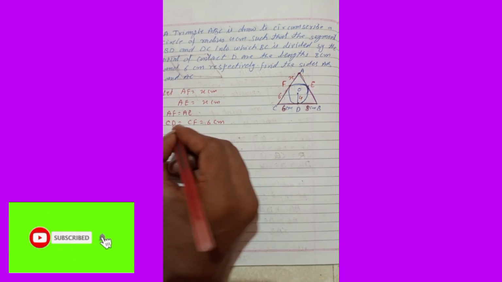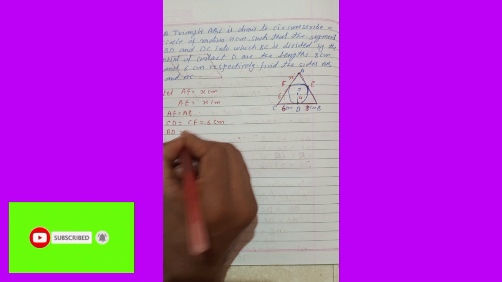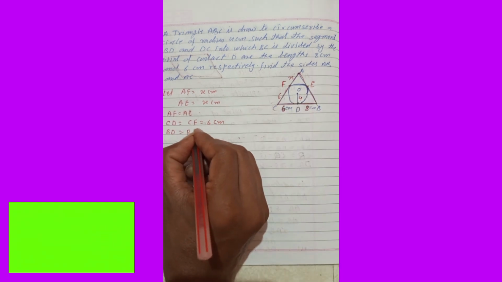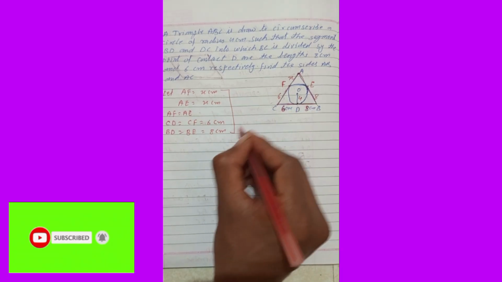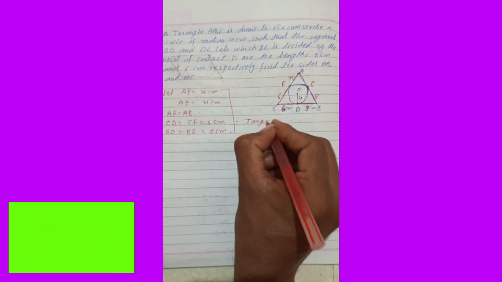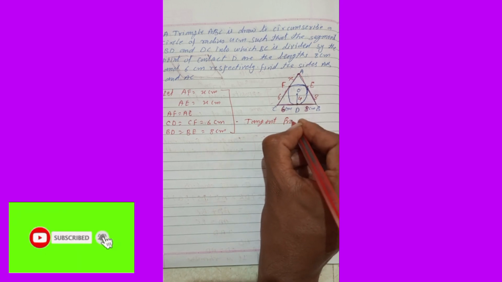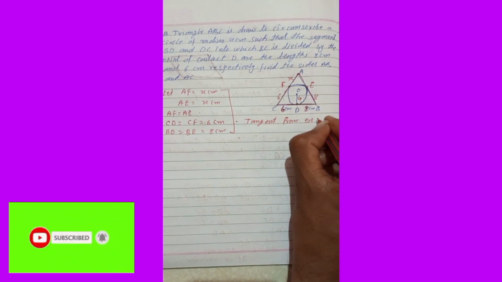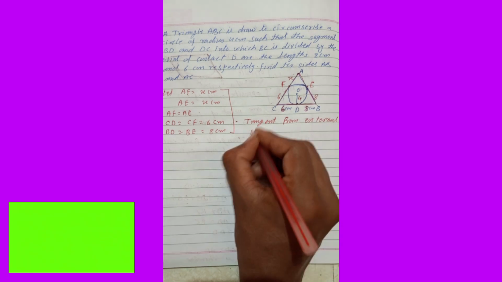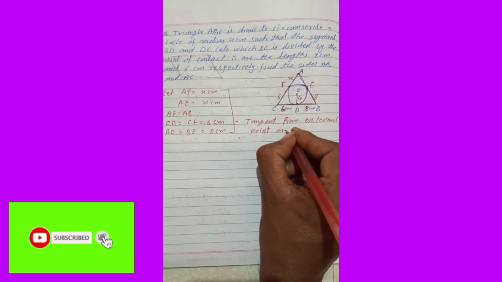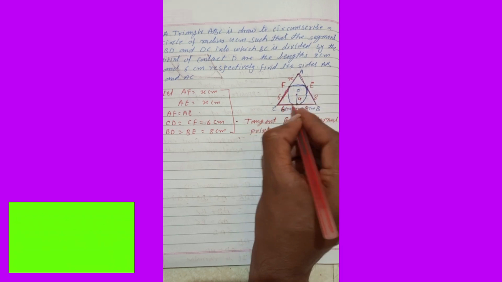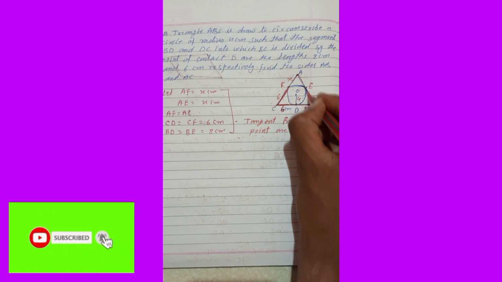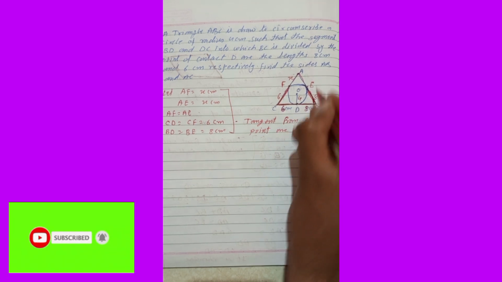Then we can write BD. BD is equal to what? BE. That is 8 centimeter. Why are all these things equal? Because tangents from the external point are equal. This tangent is equal to this one, and BE is equal to this one, and AF is equal to this one.